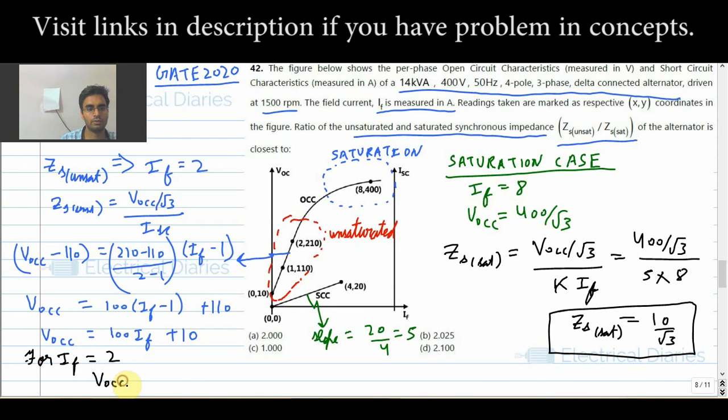Your VOC for unsaturated will come out to be 100 into 2 plus 10, that is 210 volts. Okay, so your VOC comes out to this. Now you just have to apply this relation.